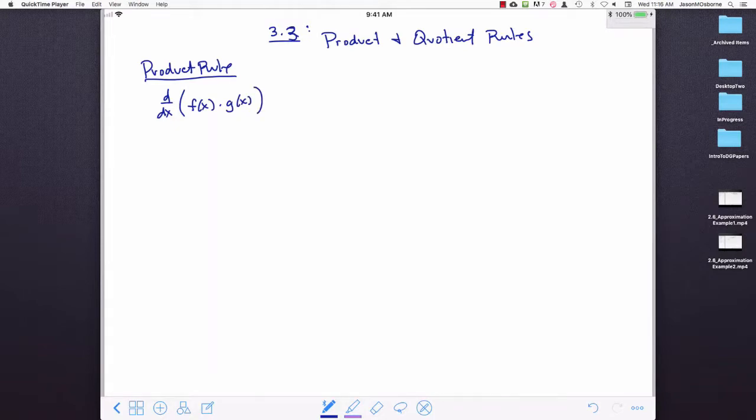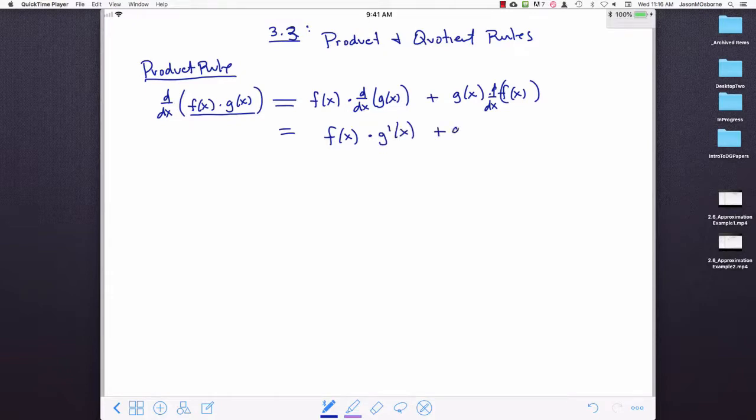each other. Okay. And we showed that the answer was the first function multiplied by the derivative of the second function plus the second function multiplied by the derivative of the first function. That is how you take the correct derivative of two functions being multiplied by each other. You may also see this written as f of x multiplied by g prime of x plus g of x times f prime of x.